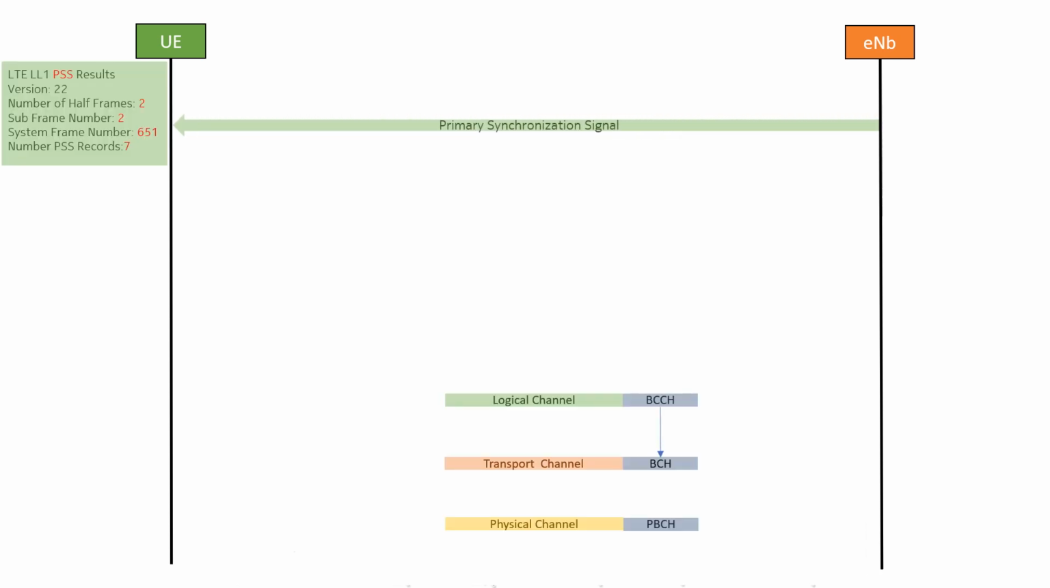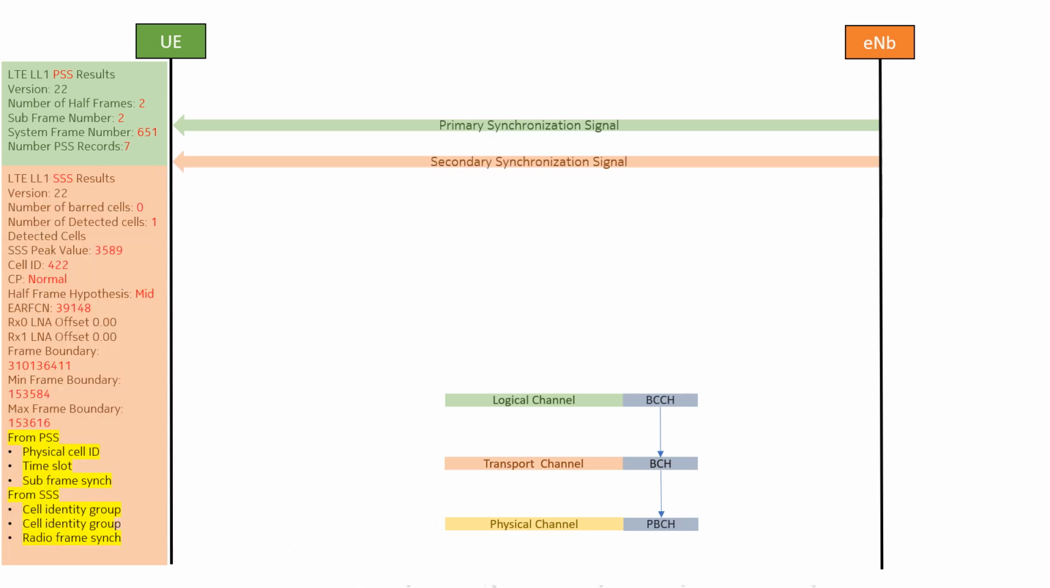PSS stands for Primary Synchronization Signal and SSS stands for Secondary Synchronization Signal. The division into two signals is aimed at reducing the complexity of the cell search process. The PSS and SSS procedures are essential for the initial cell search, handover, and re-establishment processes.